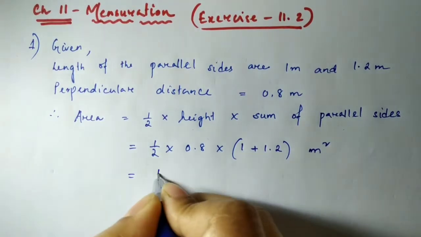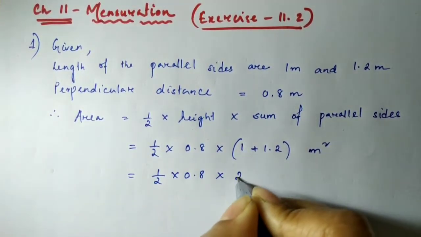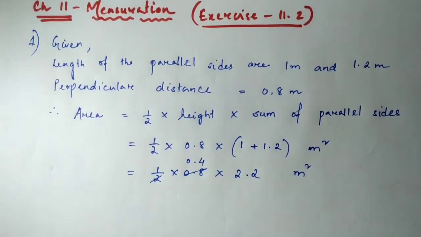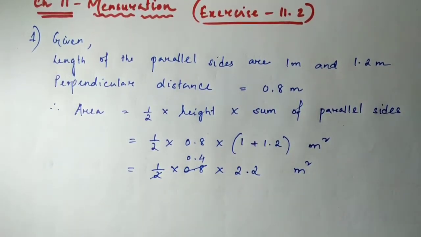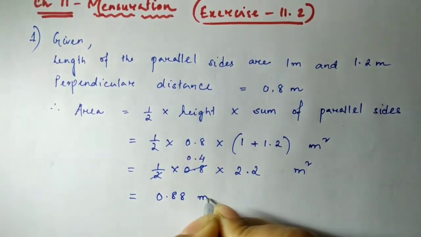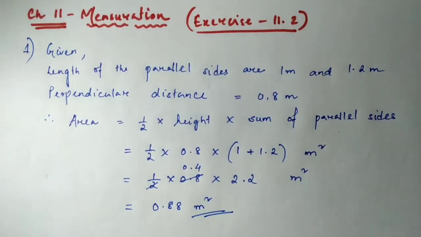So 1 by 2 into 0.8 into 2.2. Let's calculate it. Cancelling this, now let's multiply 0.4 into 2.2. So it will be equal to 0.88 meter square, and this is your solution. So you have to find it by this formula.